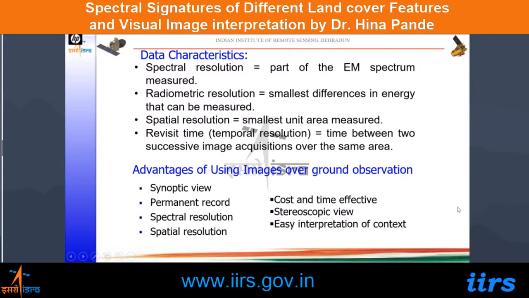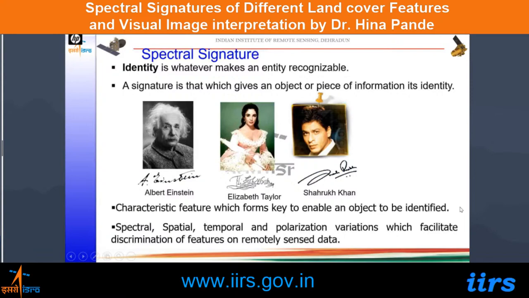Now we come to the next section, which is the spectral signature. What is a spectral signature and how is it useful in image interpretation? The task of the interpreter is to identify pixel values and relate them to land cover classes. How do you do that? How do you identify this?